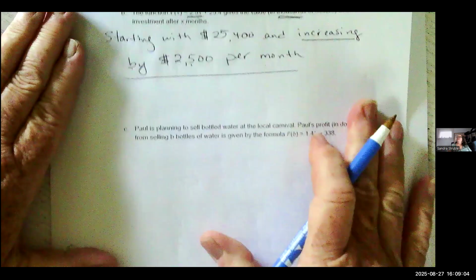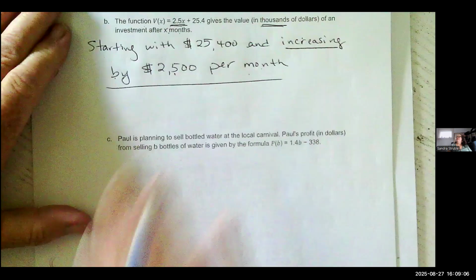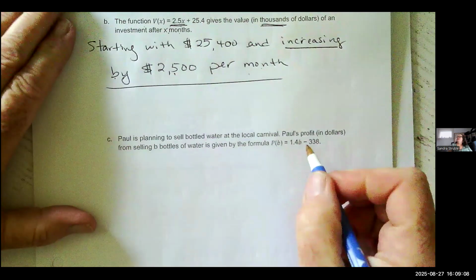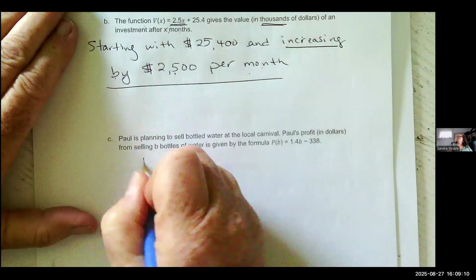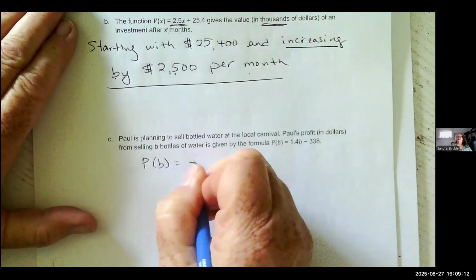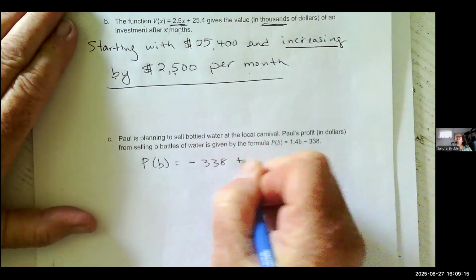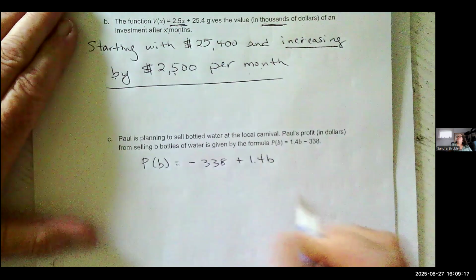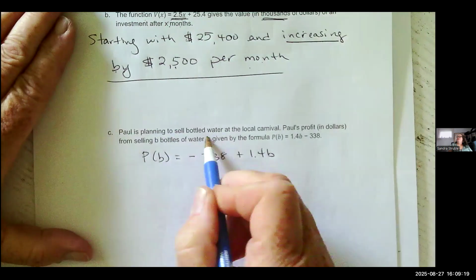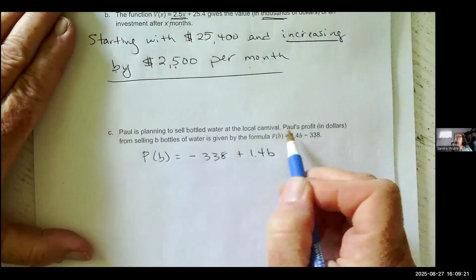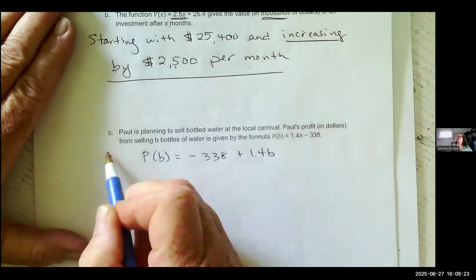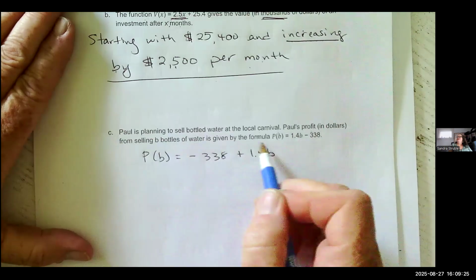All right, again, pause the video and do this one. I would like you to, again, rewrite this. P of b is equal to negative 338 plus 1.4b. So Paul is planning to sell bottled water at the local carnival. Paul's profit in dollars from selling b bottles of water is given by this formula.